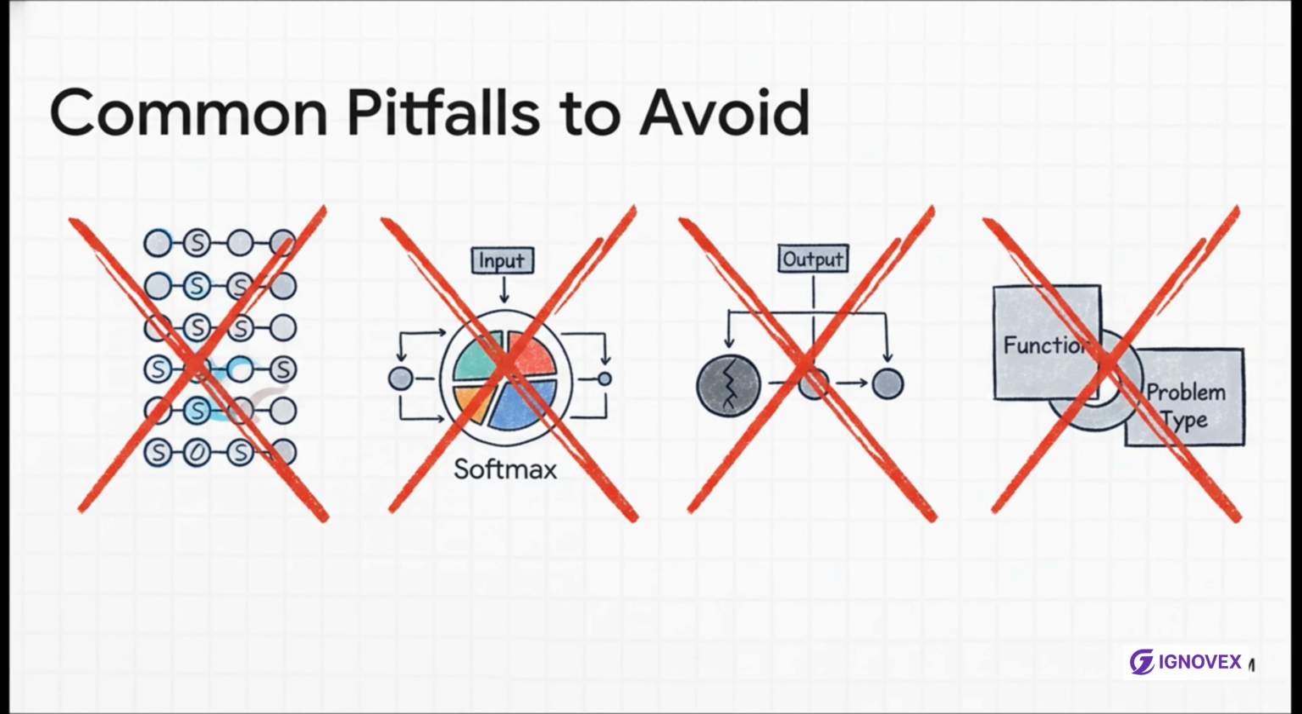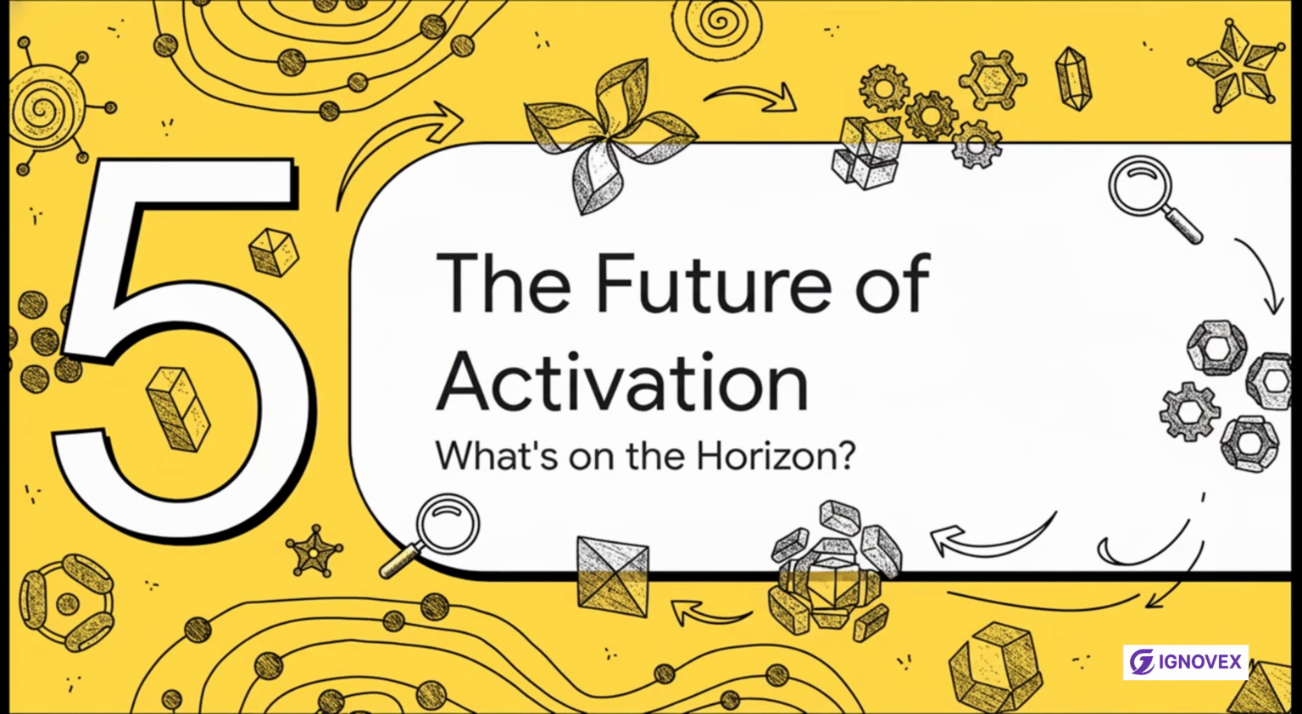And here are a few classic mistakes you'll want to avoid. Please, whatever you do, don't use the old-school Sigmoid or Tanh in your deep hidden layers. You're just asking for trouble with vanishing gradients. Second, Softmax has one job and one job only, the final output layer. Don't use it anywhere else. And of course, always make sure that final activation function actually matches the kind of problem you're trying to solve. It's a common slip-up.